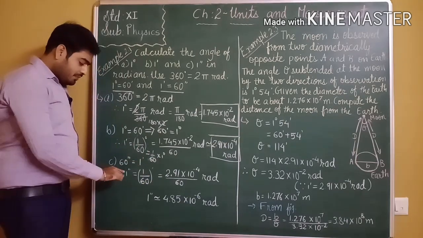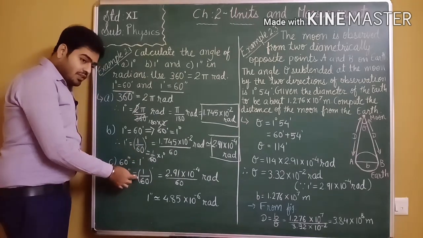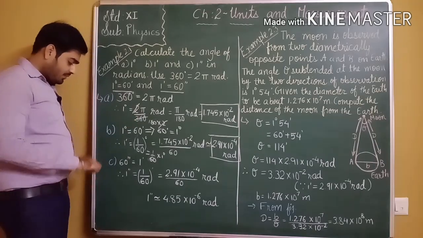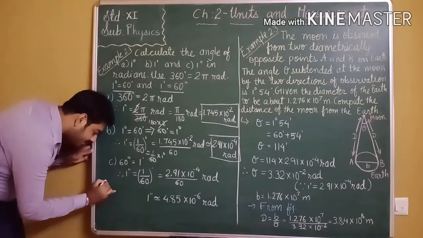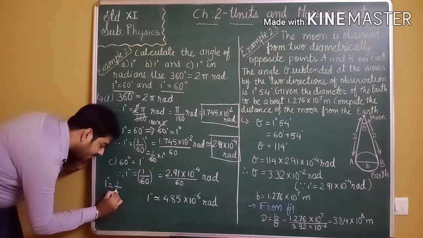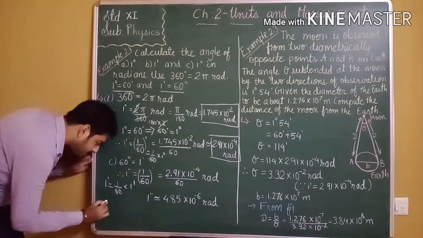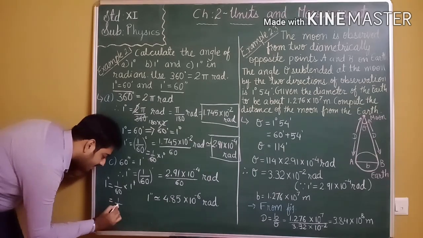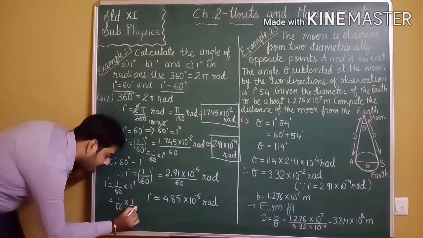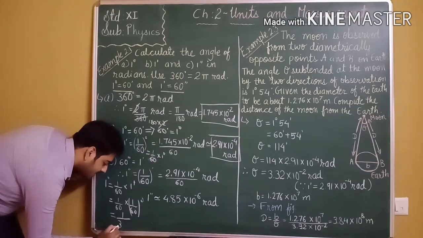If we want a relation between second and degree, then 1 second is the 3600th part of a degree. How? Because 1 second is nothing but 1/60 into 1 minute. Yes or no? So instead of this we can write 1/60 into 1/60 degree. So this can be written as 1/3600 degree.